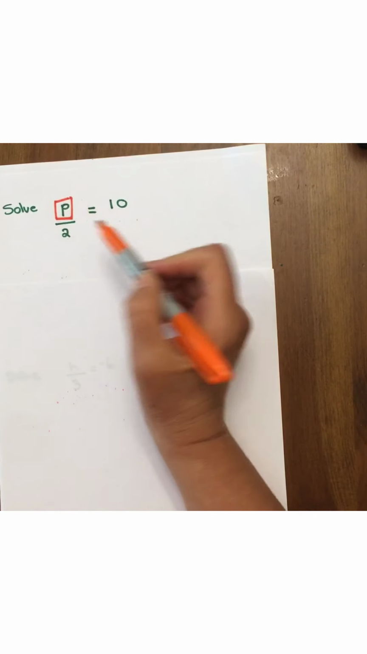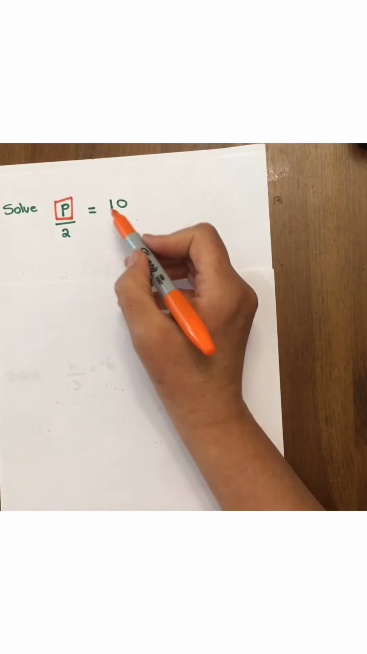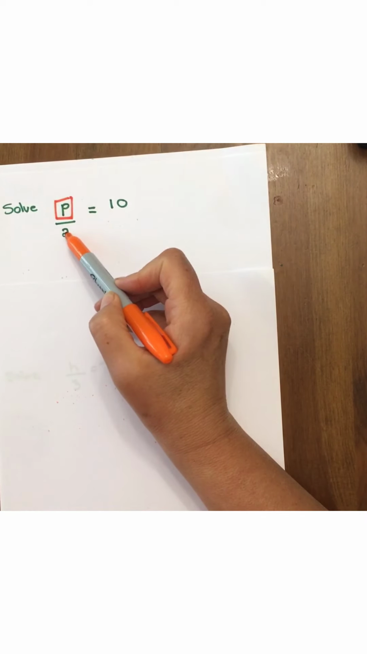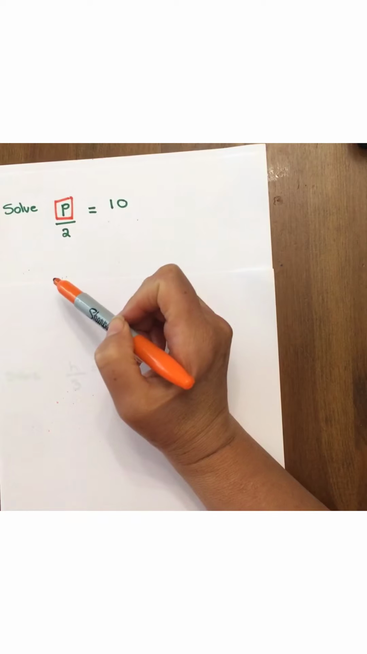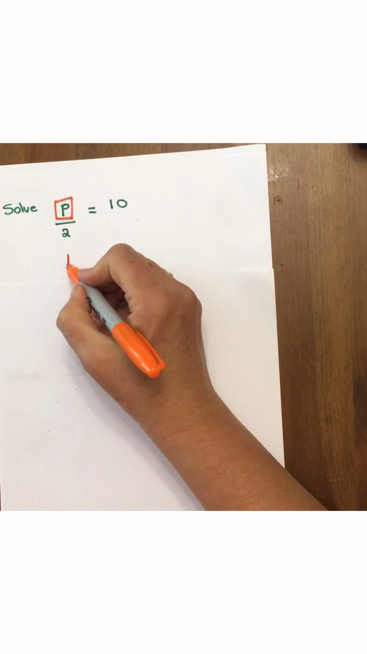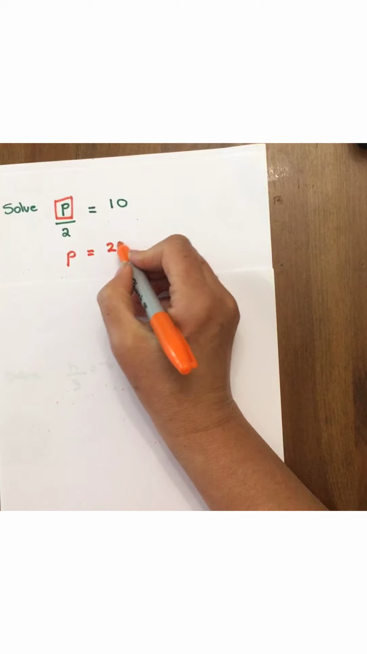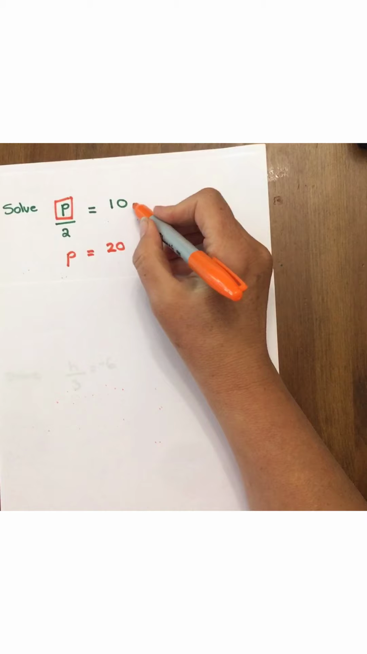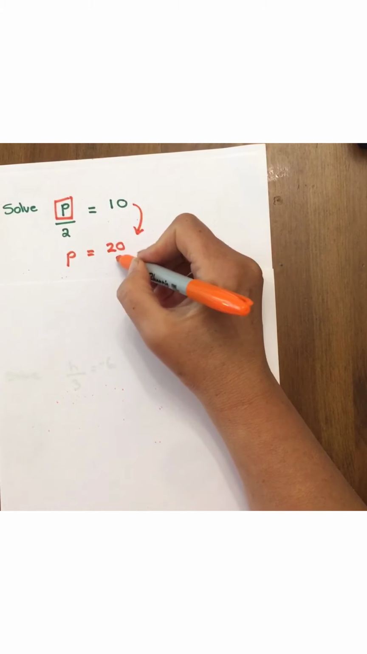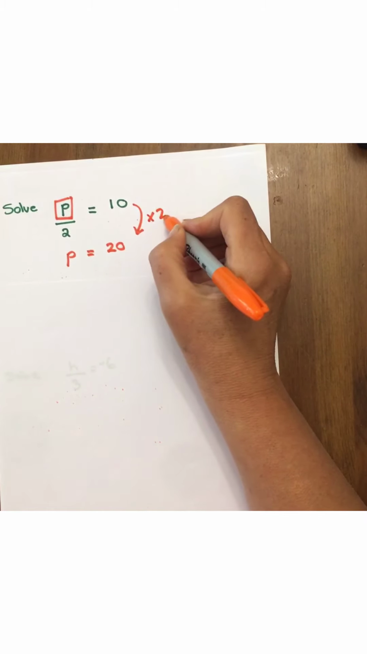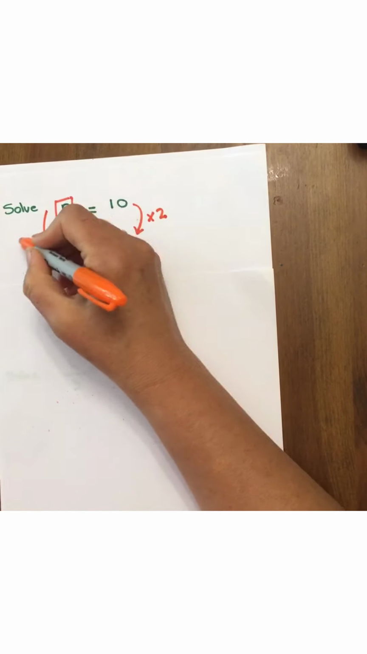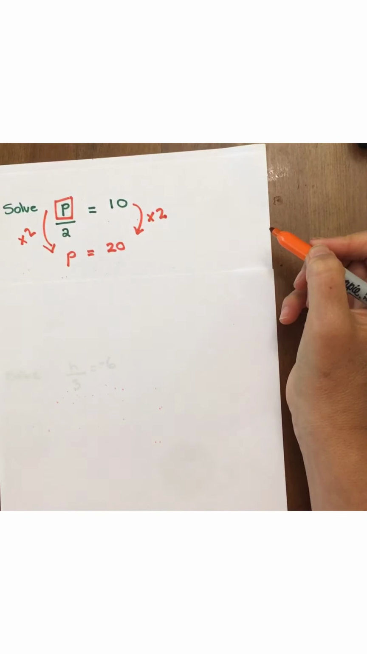What's my something going to be? Now, some of you might think the answer is 5 because you did 10 divided by 2. But if you think about it, that's not correct. 5 divided by 2 is not 10, it's 2.5. My answer for p must be 20. 20 divided by 2 is 10. So what have I done to the 10 to get my answer? I've times by 2, the opposite of dividing by 2. I've times both sides by 2 to get my solution for 1p.